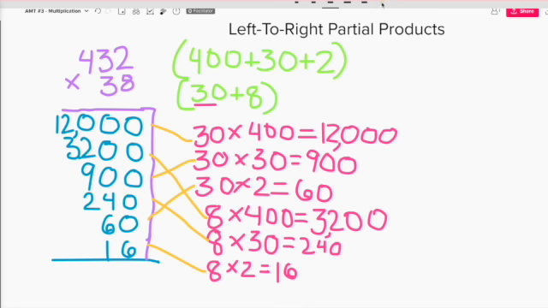So I am going to get a new color. How about light pink? And we are going to add them together to get our final answer. So over here, we just have 0, 0, 0, 0, 0 plus 6 equals 6. Then 0, 0, 0 plus 4 plus 6 plus 1.